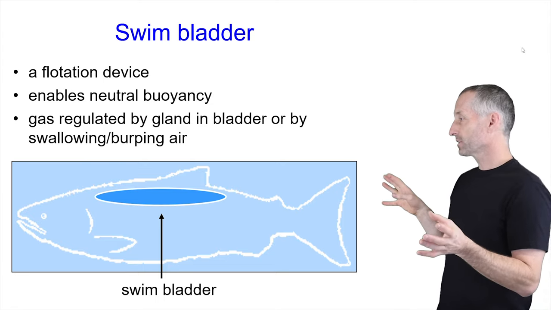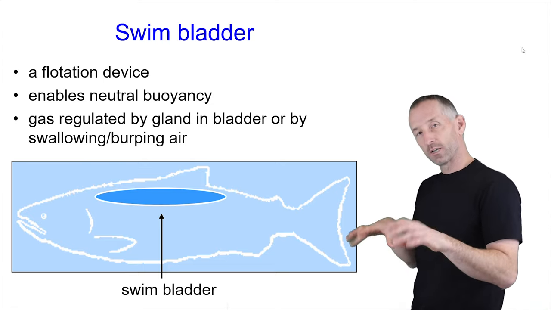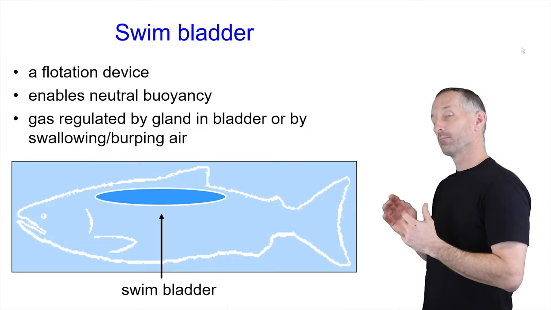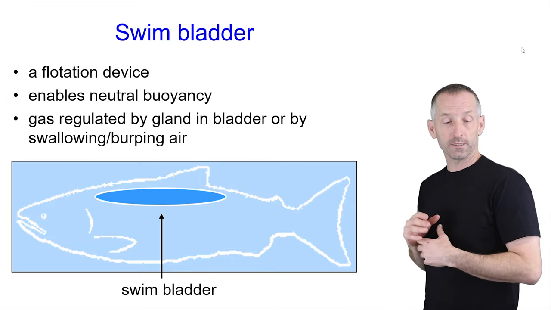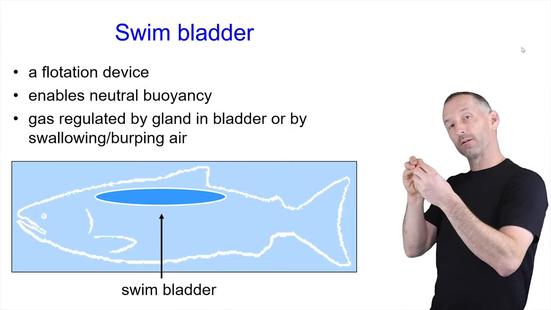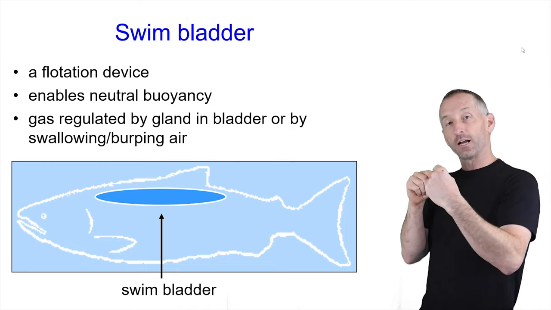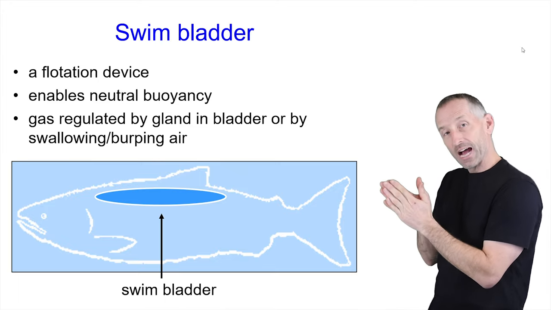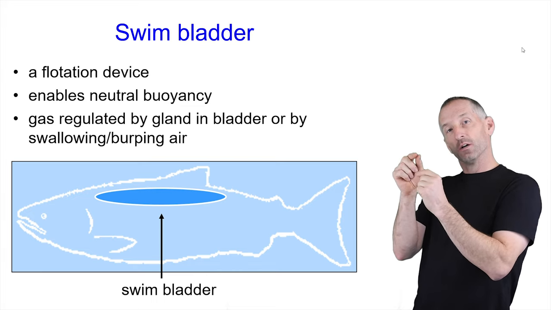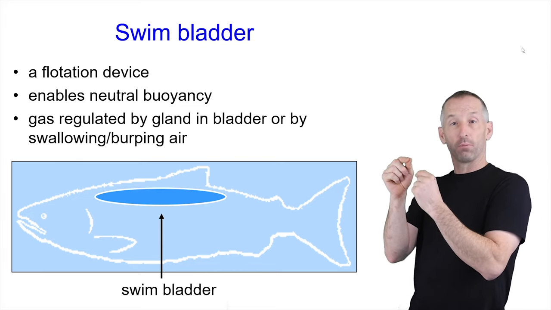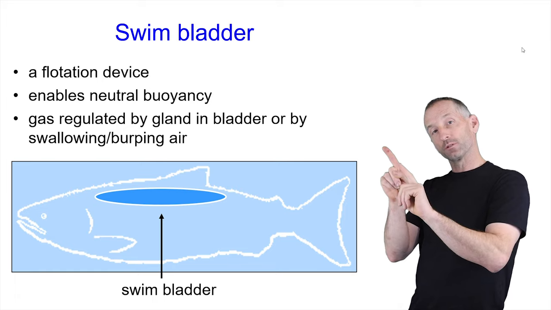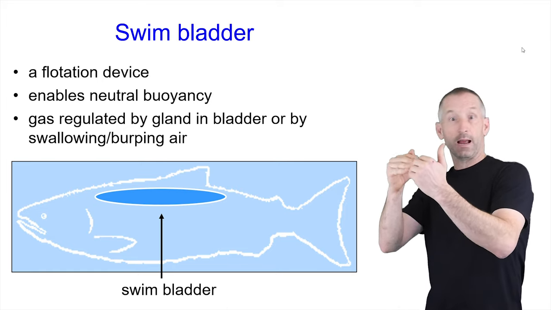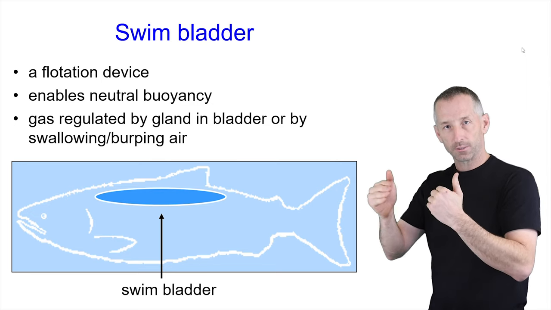Now, in fishes, this flotation device, which can enable neutral buoyancy as you move up and down the water column, can be done in two different ways. One is by gulping air and forcing it from your digestive system into the swim bladder, but the other way is through a specialized gas gland that changes the chemical properties of the blood and therefore enables oxygen to go from the blood through a countercurrent system into the gas bladder.